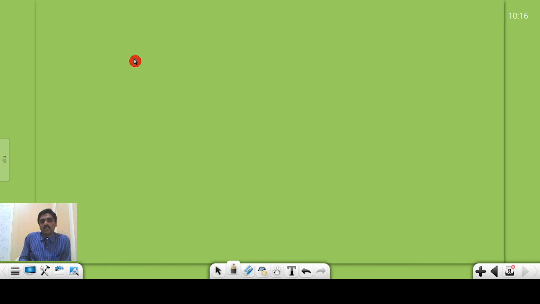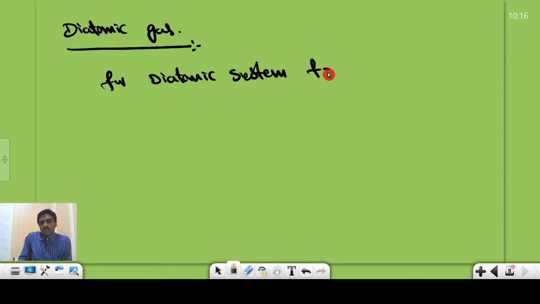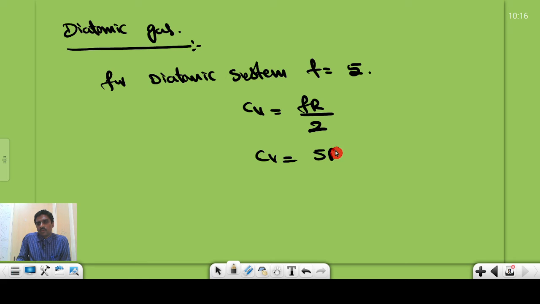Now let me go to the diatomic system. Diatomic gas, when the system is a diatomic system. We already know for a diatomic system the degree of freedom value f is equal to 5, then Cv is equal to fR divided by 2. For a diatomic system, Cv is equal to 5R by 2. This is the formula we have.